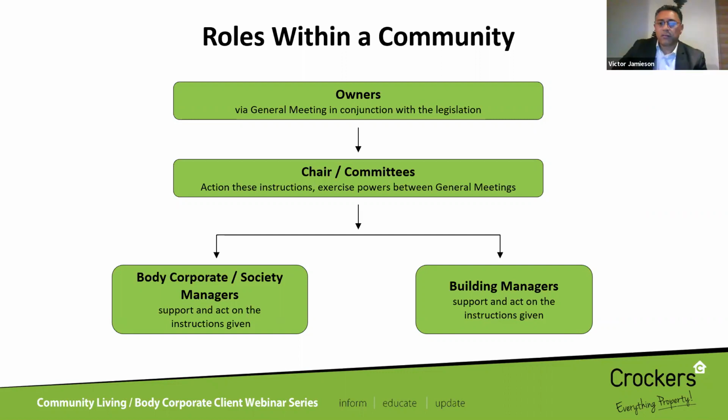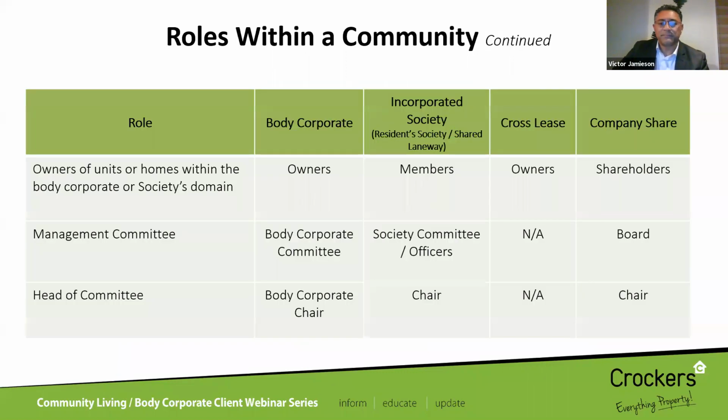And I guess as we've seen all the way through this, each different type of entity has different names for these governance elements. But of course, in a body corporate, you're an owner, in an incorporated society, you're a member, and in a company, you're a shareholder. And is this the same for a large or a small entity? As long as it's the same form of entity. So a small body corporate still has owners, a giant body corporate still has owners, and so forth.